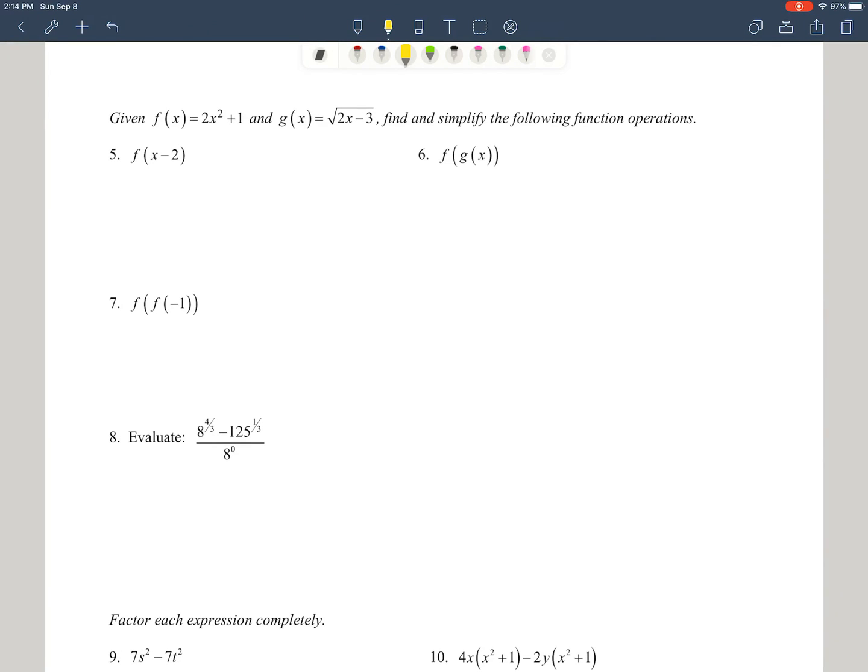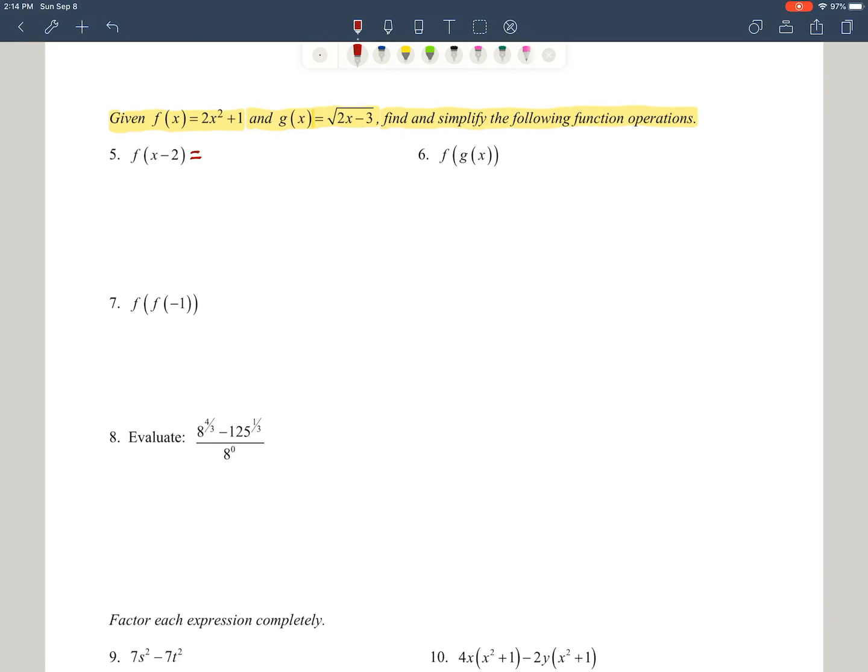All right, problems 5, 6, and 7. Given f of x is equal to 2x squared plus 1, and g of x is equal to the square root of the quantity 2x minus 3, find and simplify the following function operations. So number 5, we have f of x minus 2.